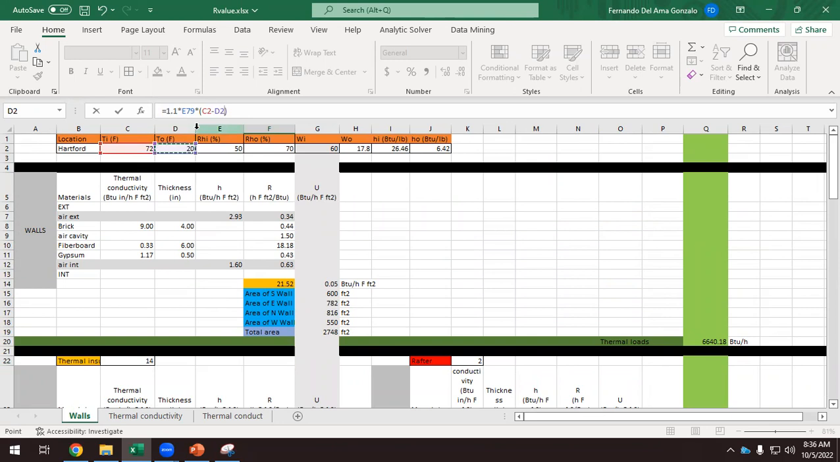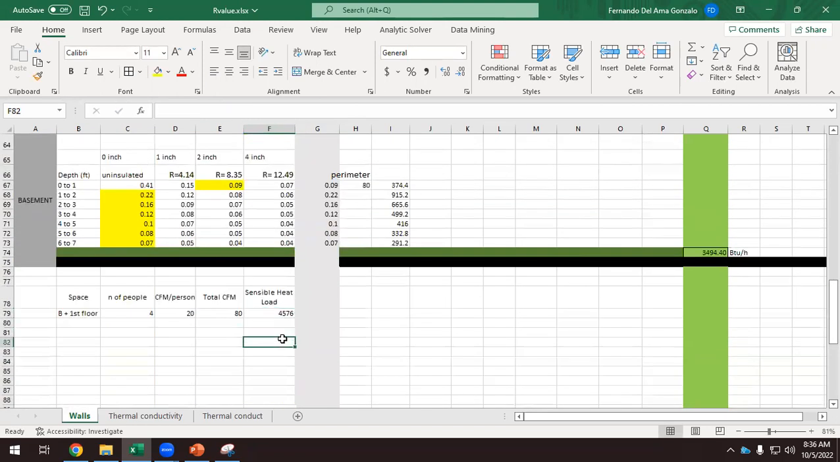But I'm going to drag it down because I'm going to do this for the basement, for the first floor, for the second floor, whatever. So if I want to make sure that this is working when I drag it, I have to type here dollar and dollar, dollar and dollar. Okay, so those are the sensible heat loads, the units, BTU per hour. So that's the sensible heat load of the basement and first floor.